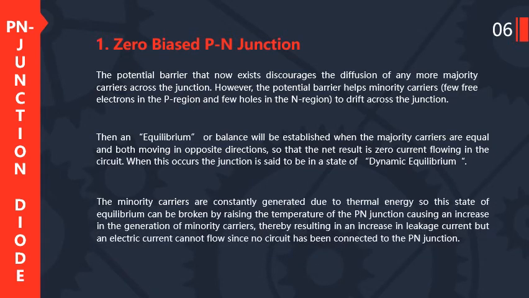The minority carriers are constantly generated due to thermal energy, so this state of equilibrium can be broken by raising the temperature of the PN junction, causing an increase in the generation of minority carriers, thereby resulting in an increase in leakage current. But an electric current cannot flow since no circuit has been connected to the PN junction.